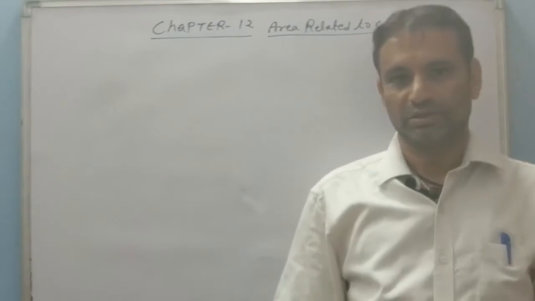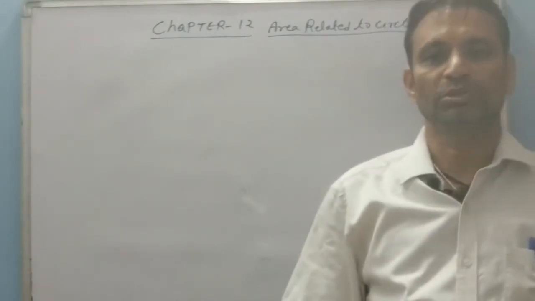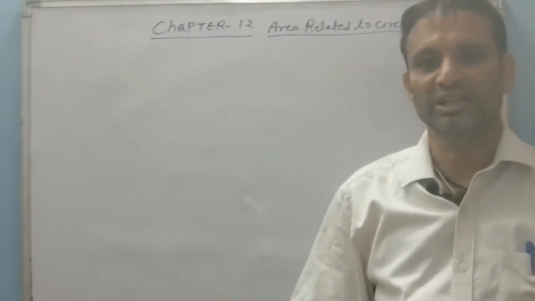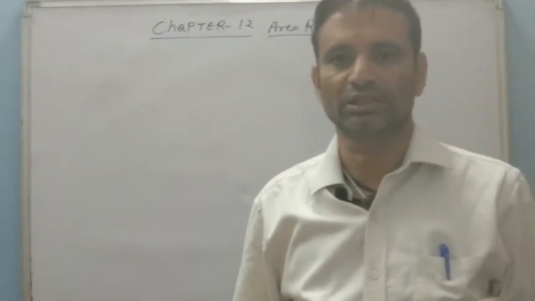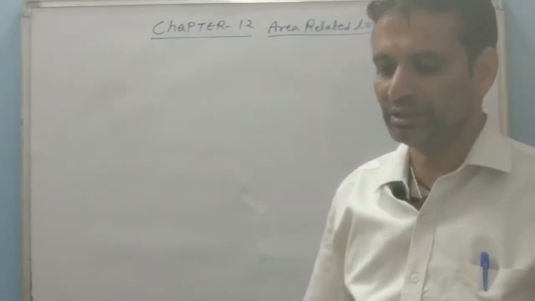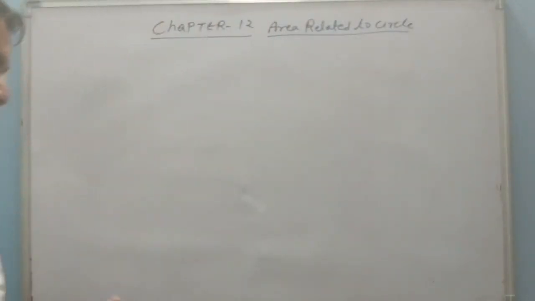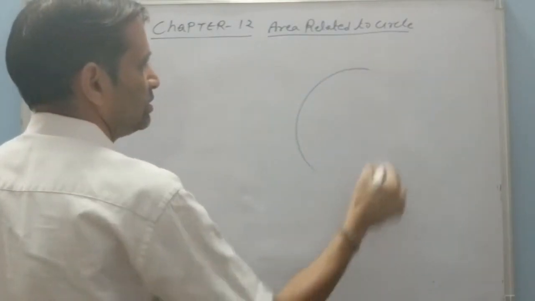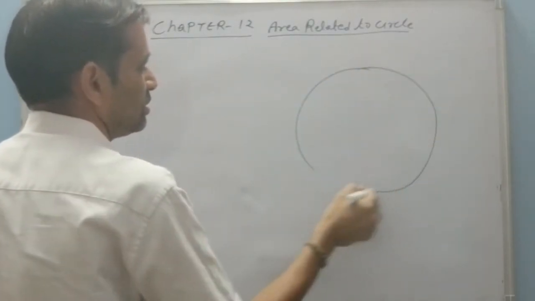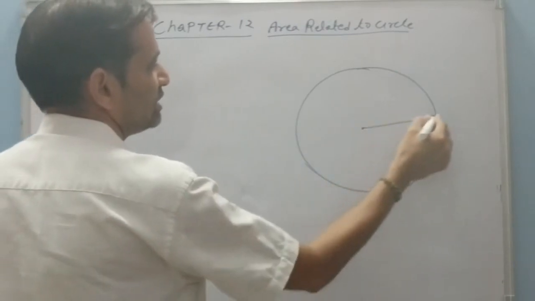Good morning, students. Today we are going to discuss chapter number 12 of class 10th, Areas Related to Circles. Before starting the exercise, first of all we discuss some basic concepts. The first one is, what is a circle? A circle has a center with a radius.